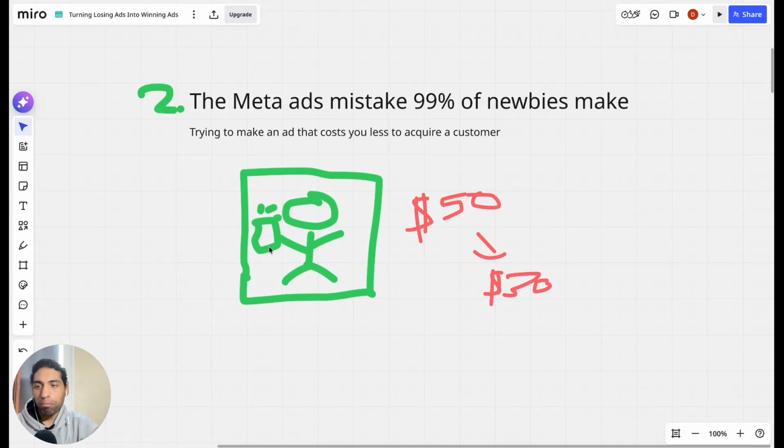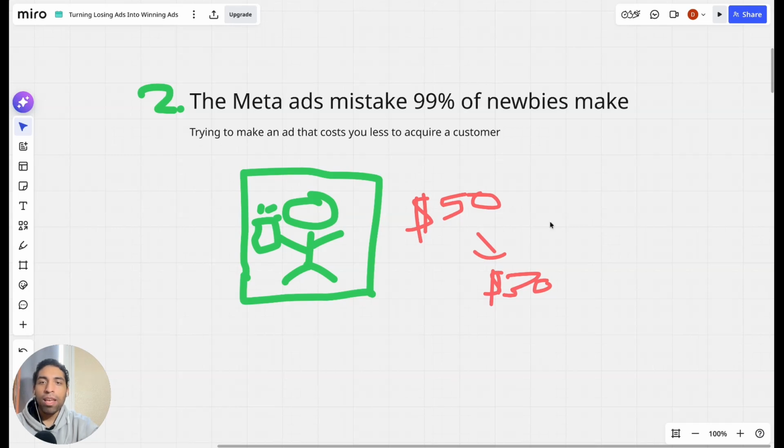You're selling a box of stuff again, right? It's costing you $50 CAC. So what does the average person new to Meta ads do? They see the $50 CAC and think, I need to get it down to $30. No, you should not do that.